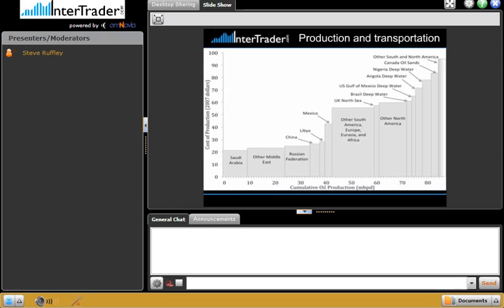So we talk about the production and transport of oil itself. It's no surprise that the cheaper it is to produce, the more oil is produced. That's why in the first 3 blocks we see Saudi Arabia, the Middle East, and Russia. It's very cheap for them to produce and transport oil around the world. Therefore, the cost is lower.